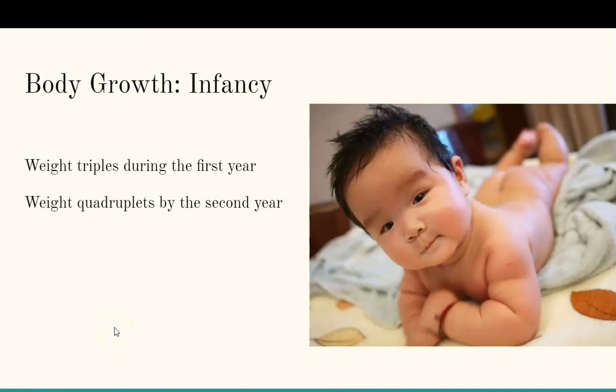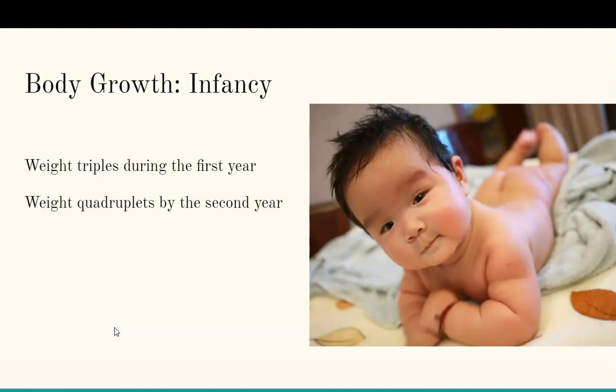Body growth during infancy. During the first 2 years, growth is happening rapidly, not only with weight, but also with length. Children are getting taller, or lengthening. So by the end of the first year, infants' length is usually 50% greater than it was at birth. And by 2 years of age, the infant's length is about 75% greater than what it was when the child was born.